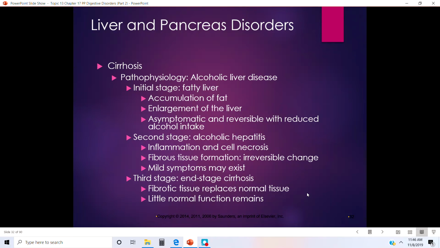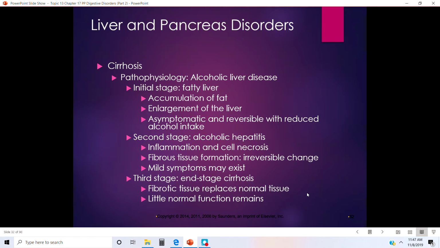So, since the alcoholic liver disease is the most prevalent, let's focus on that for our course, and see some of the things that are happening as far as the pathophysiology of alcoholic liver disease. We can divide this into three distinct stages. The first one is known as the fatty liver stage, and just like the name tells you, what is it doing? It's accumulating fat. Obviously, as we accumulate fat anywhere in the body, we're going to get bigger. So in this case, the liver will also be enlarged.